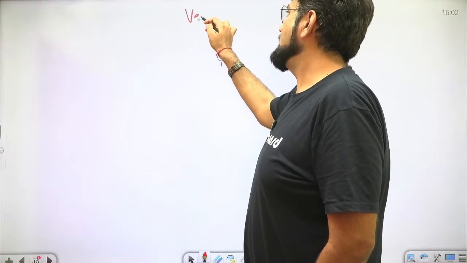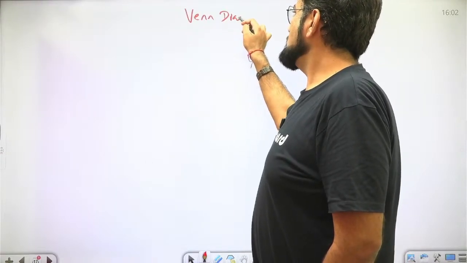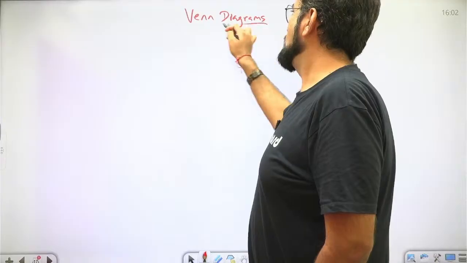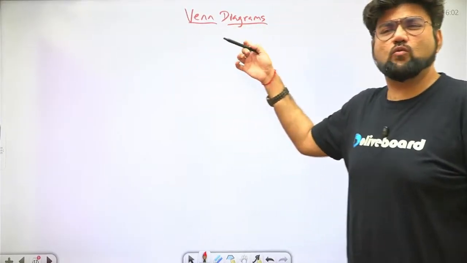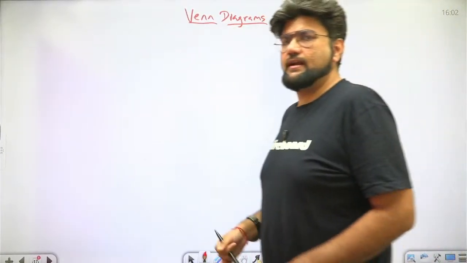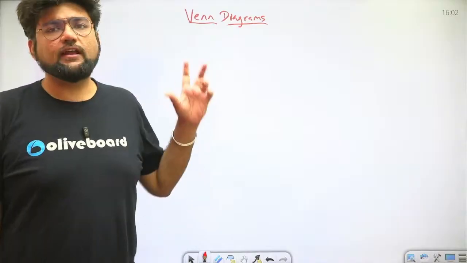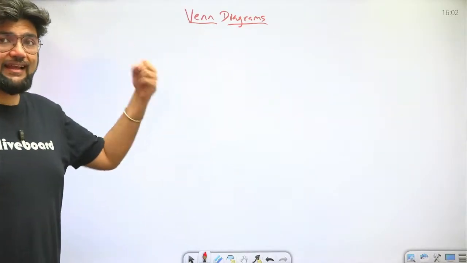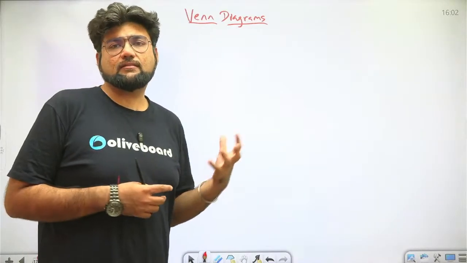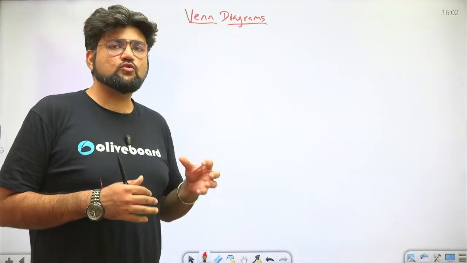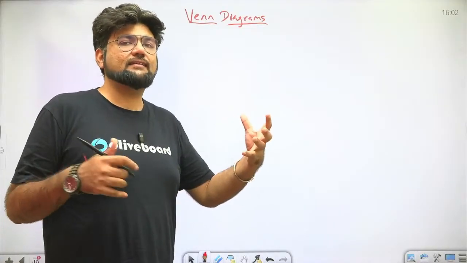So when I talk of Venn diagrams, by now, if you have done syllogisms, you already know quite a bit about Venn diagrams. As a tool, we are using it for syllogisms, but what exactly is a Venn diagram? It was given by a mathematician named Venn, and it is used to represent elements and their relationships.